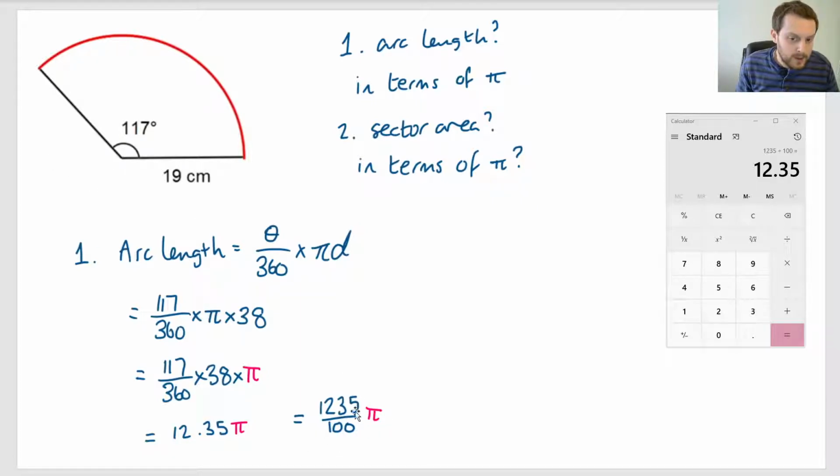So then it would come down to, can you simplify this? And of course you can. So if I divide top and bottom by, let's do 5 in the first place, 247 on the top, 20 on the bottom.